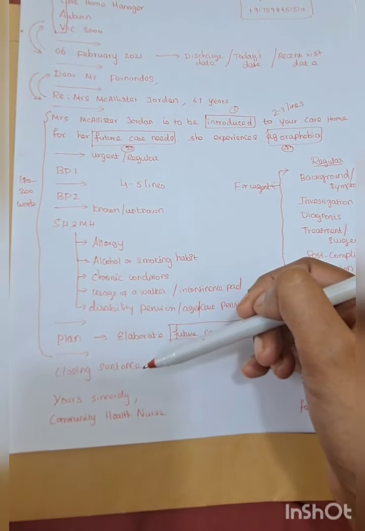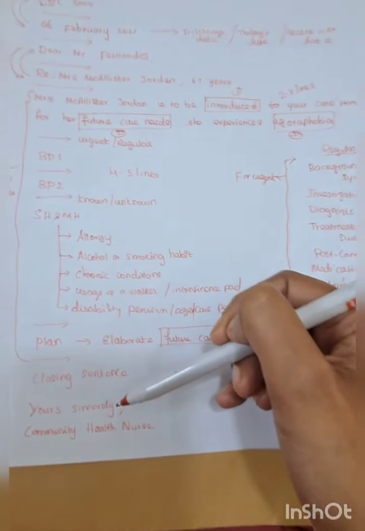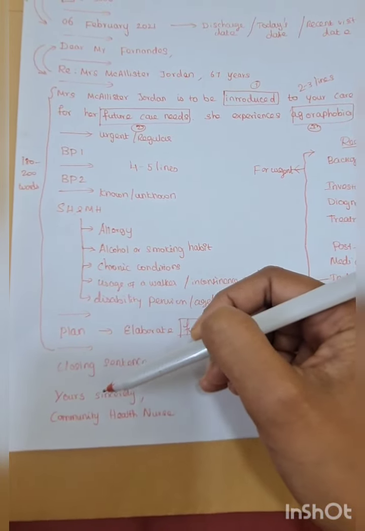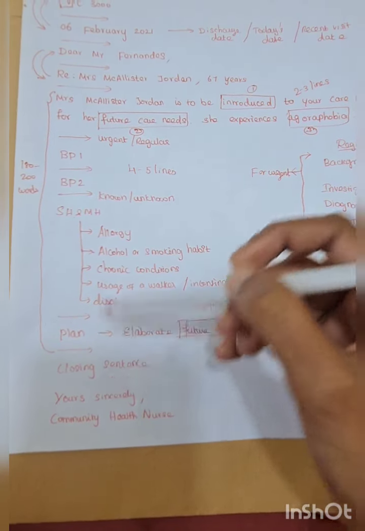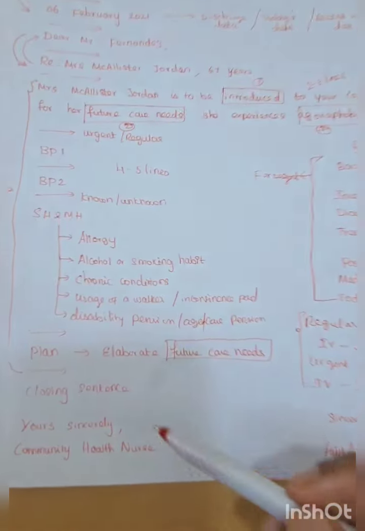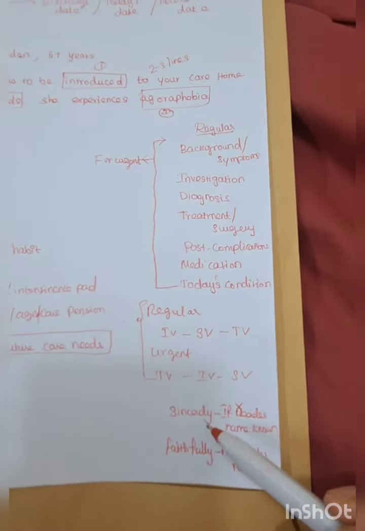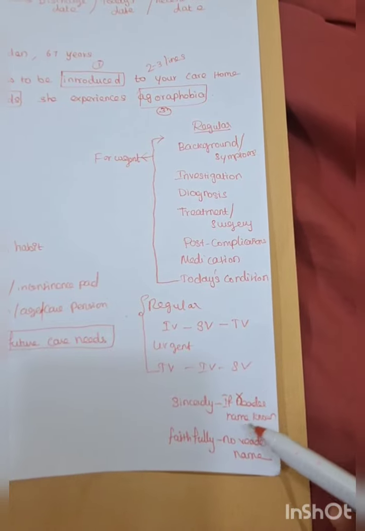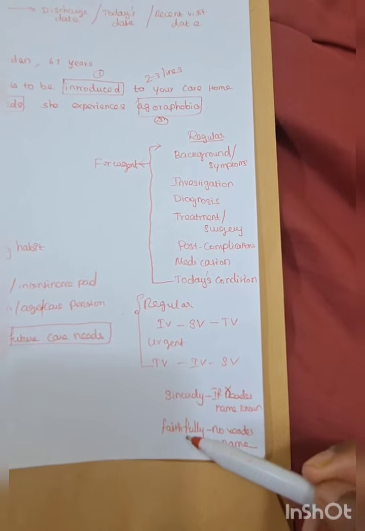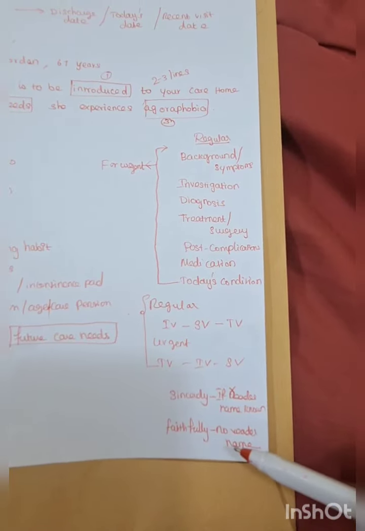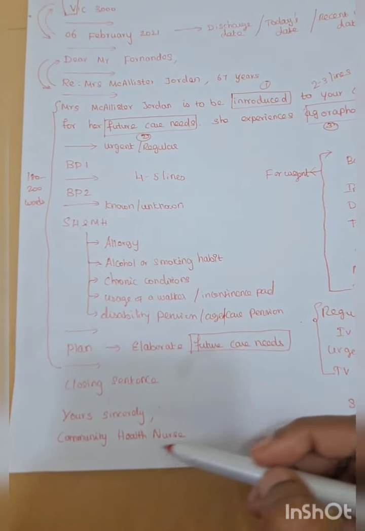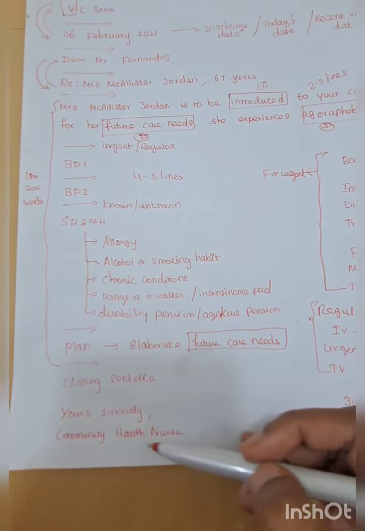And then give your closing sentence. Yours sincerely. I'm using sincerely. Why should Yours be capitalized? Here there is no apostrophe. Sincerely, yes, should be small. If you know the reader's name whom you are addressing, you will use sincerely. Sincerely is applicable when the reader's name is known, or you can use faithfully if you don't know the reader's name. Then provide your role. Don't give your real name, just provide your role, community health nurse.